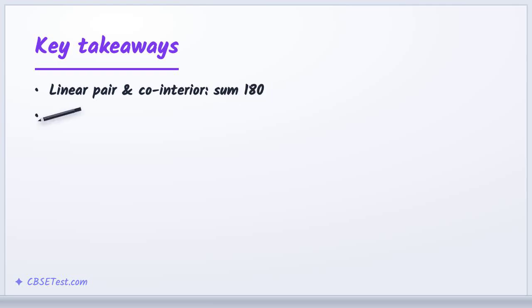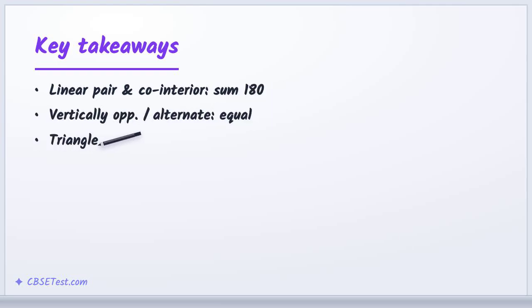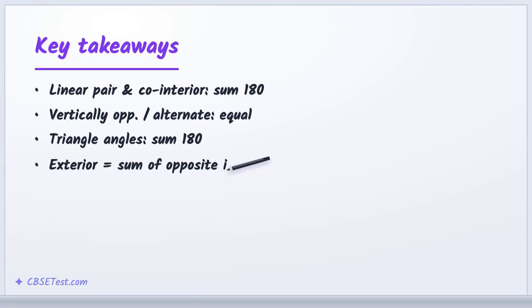To recap, linear pairs and co-interior angles sum to 180, vertically opposite and alternate angles are equal, the angles of a triangle total 180, and an exterior angle equals the two opposite interior angles.